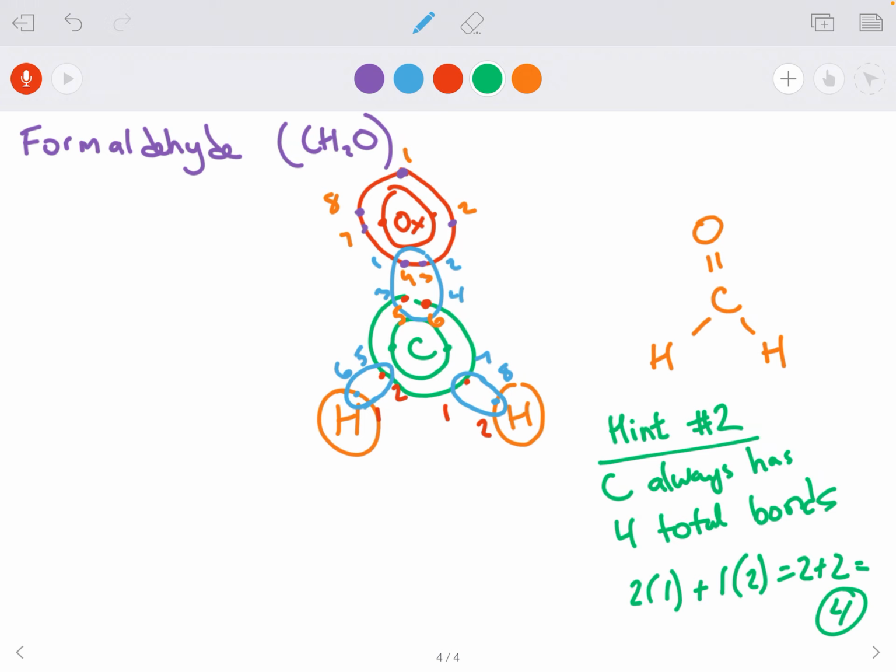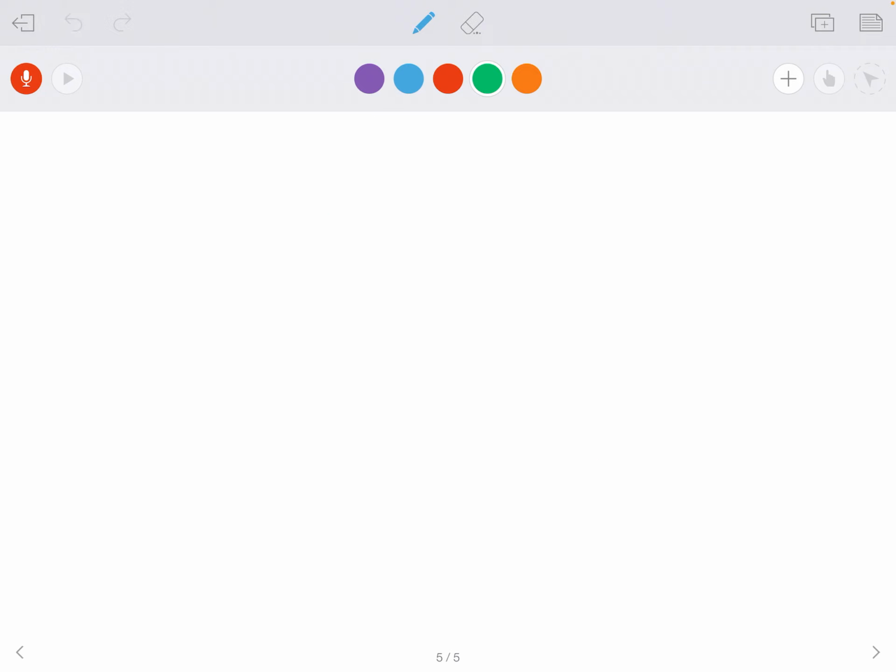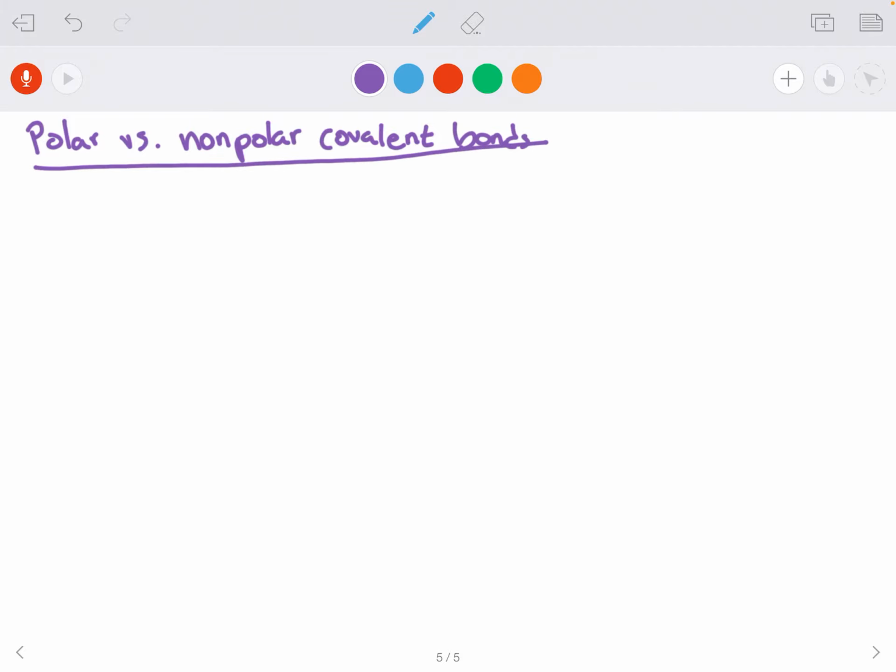All right, I know we've looked at 3 examples. One more thing to talk about with covalent bonds: polar versus nonpolar covalent bonds. What polar and nonpolar refer to is, are the electrons shared equally between the 2 atoms? So we'll start with nonpolar.